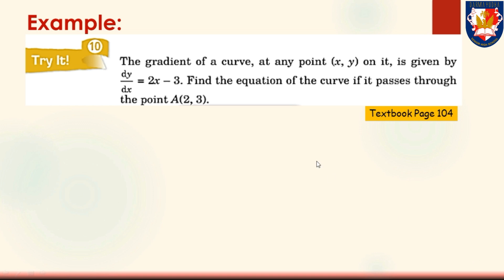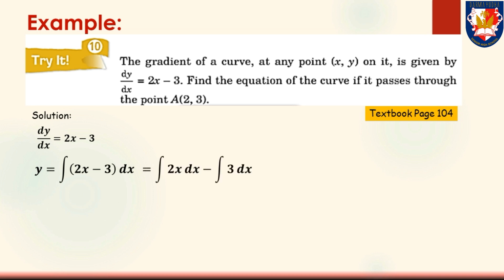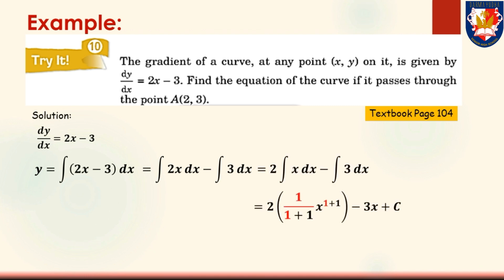The gradient of the curve at any point (x, y) on it is given by dy/dx equals 2x minus 3. Find the equation of the curve if it passes through the point A (2, 3). Based on the question, we have dy/dx equals 2x minus 3. Using the integral, we have y equals the integral of 2x minus 3 dx. Solving this gives the integral of 2x dx minus the integral of 3 dx, which equals 2 times the integral of x dx minus the integral of 3 dx.